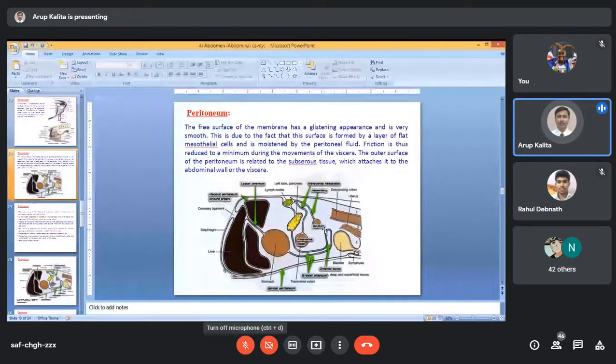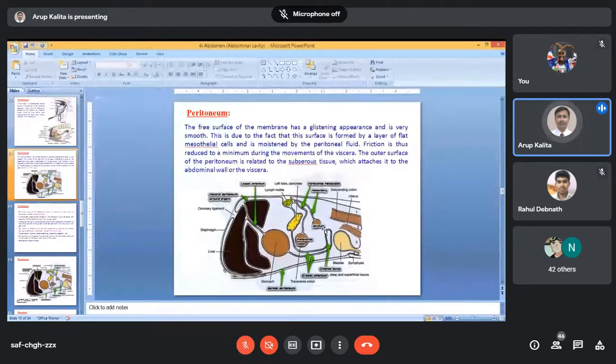So you will get two types of peritoneum. One is parietal peritoneum, one is visceral peritoneum. Parietal peritoneum covers the outer lining of the abdominal cavity, whereas the visceral peritoneum covers the organs present in the abdominal cavity. Understood?